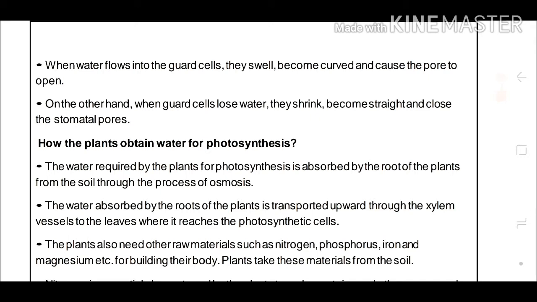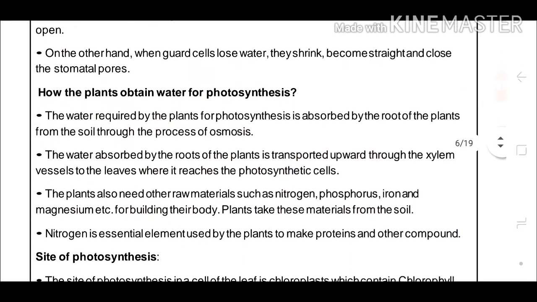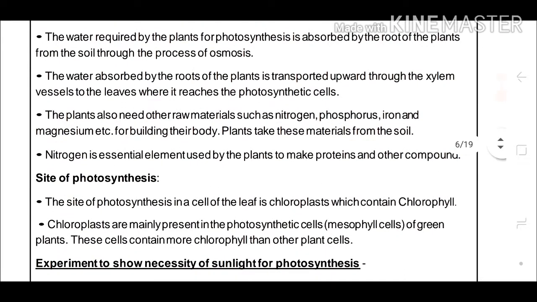The plants also need other raw materials such as nitrogen, phosphorus, iron, and magnesium, etc. for building their body. Plants take these materials from the soil. Nitrogen is an essential element used by the plants to make proteins and other compounds.